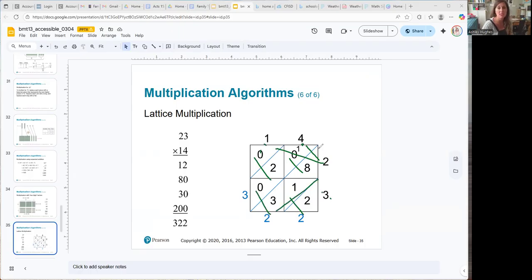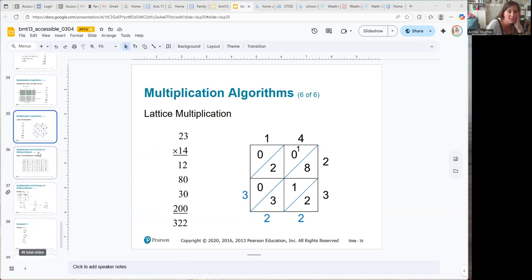Then you go across like this to add. So 2 is just 2. 8, 9, 10, 11, 12. So I put the 2 here and carry the 1 up here. 2, 3. And so then I have 322. That's kind of a fun little way to think about it. I've never really seen it that way, but that's another way to do it.